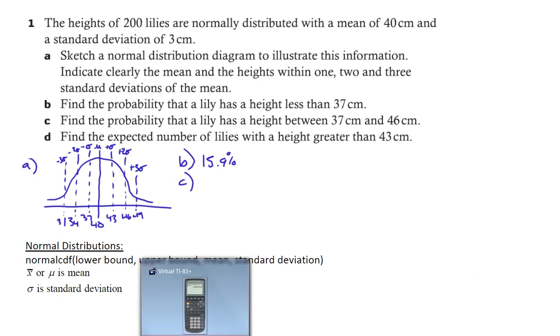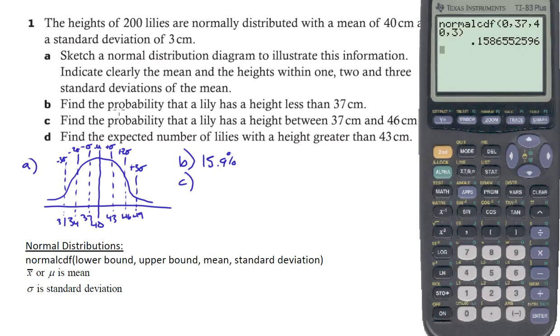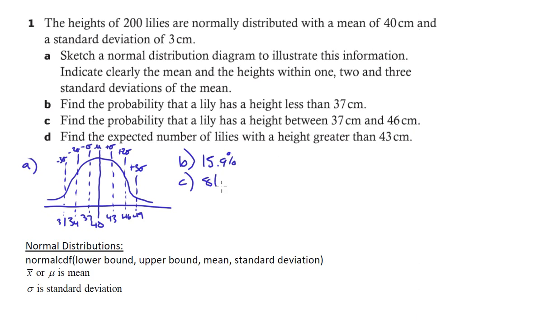Okay, let's go into C here. Find the probability that a lily has height between 37 and 46. So, second variables, which is the distribution, we're going to go normal CDF. And then again lower bound, upper bound, mean, and standard deviation. So the lower bound is now 37, comma, and then the upper bound is 46. And then our mean is still 40, and our standard deviation is still 3. Close our parentheses, hit enter, and we get 81.85. So I'm going to call that 81.9%.